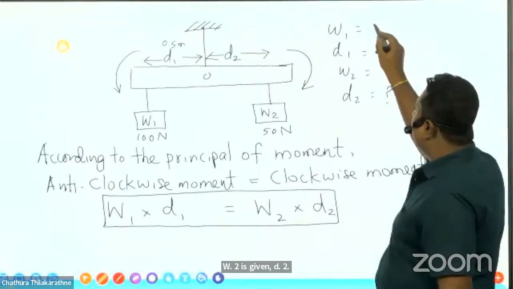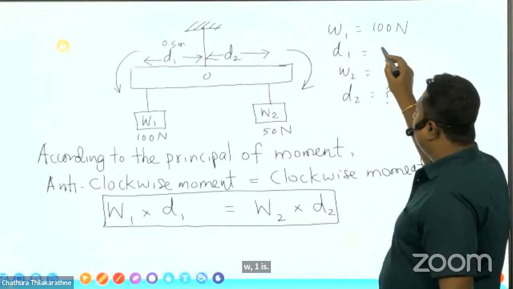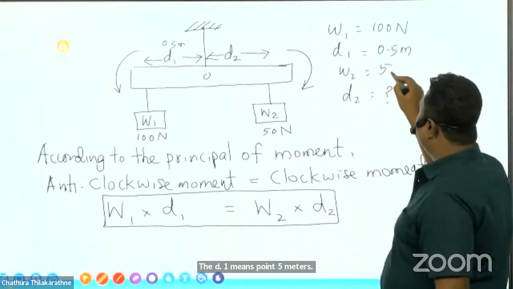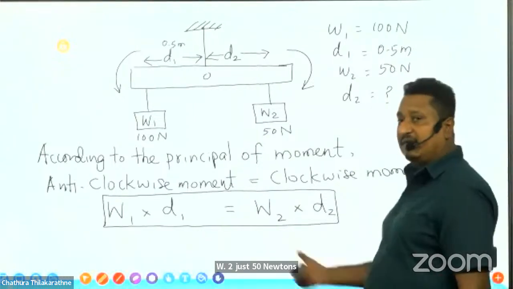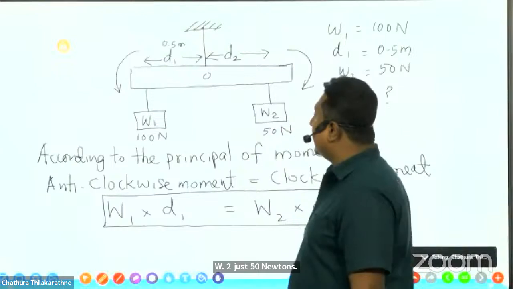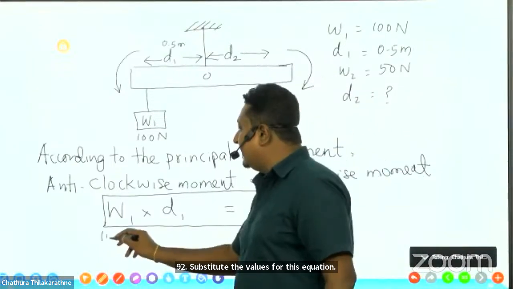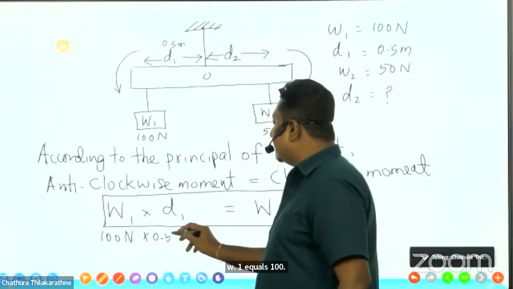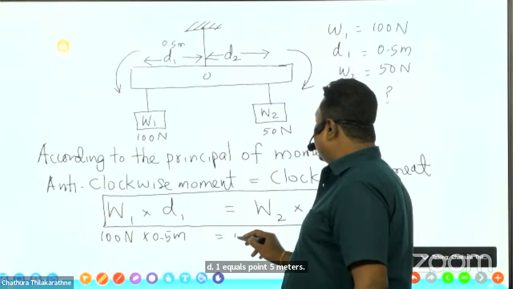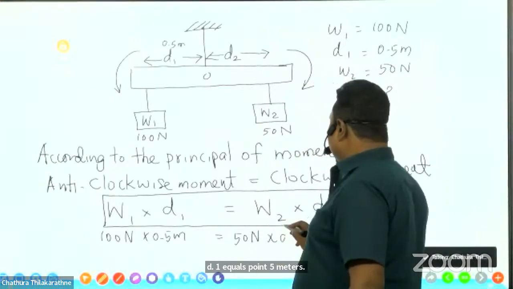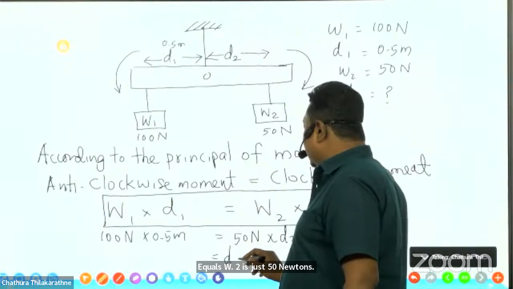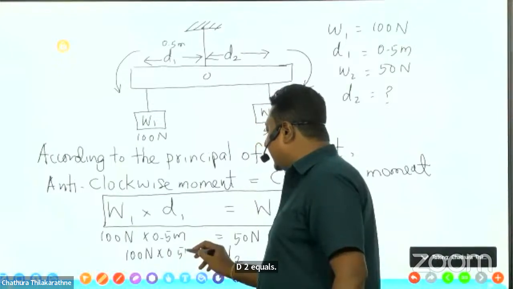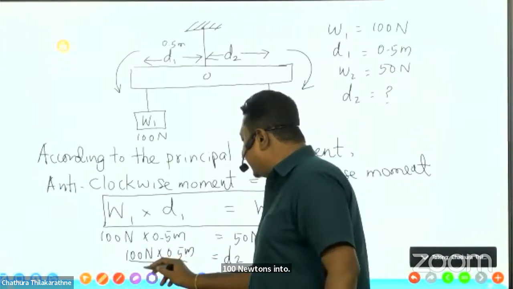W1 is 100 newtons. D1 is 0.5 meters. W2 is just 50 newtons. Find D2. Substitute the values into this equation: W1 equals 100, D1 equals 0.5 meters, W2 is just 50 newtons. Find D2. Make D2 the subject. D2 equals 100 newtons into 0.5 meters upon 50 newtons.